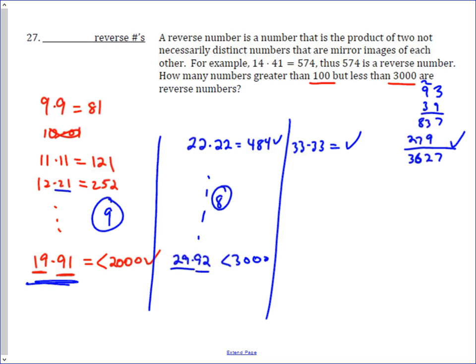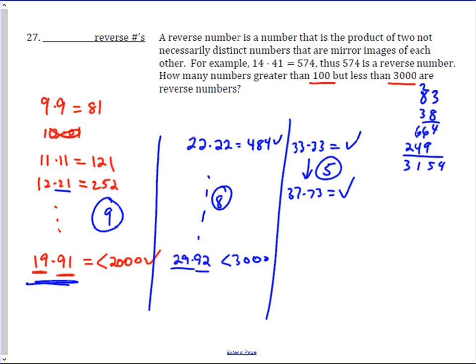So we need to try our next one, 38 times 83. And again, we find out, oh no, that doesn't work either, because it's greater than 3,000. But we can see by how much we're going down, if we multiply 37 times 73, yes, that is going to work. It is less than 3,000. So from 33 to 37, there are 5 numbers. So in the 30s, not counting 31 and 32, there are 5 that work, so we get 5 more to our count.